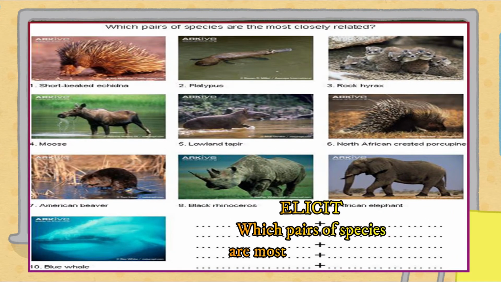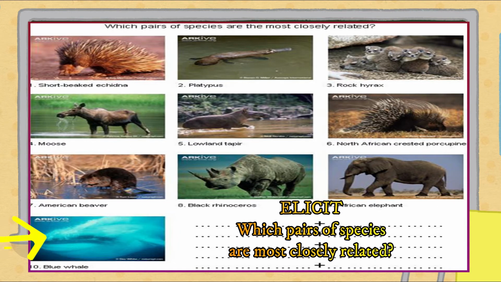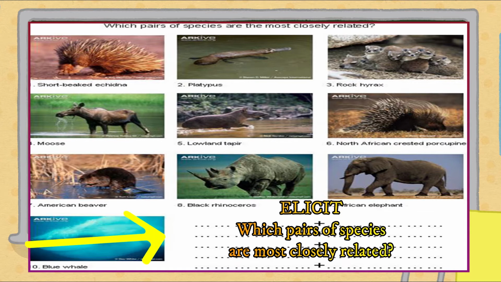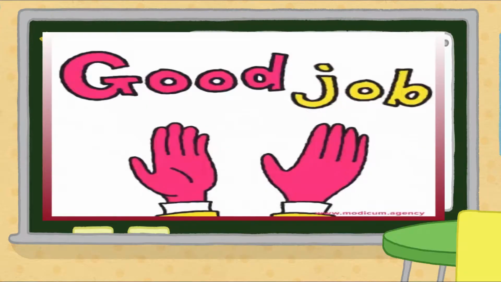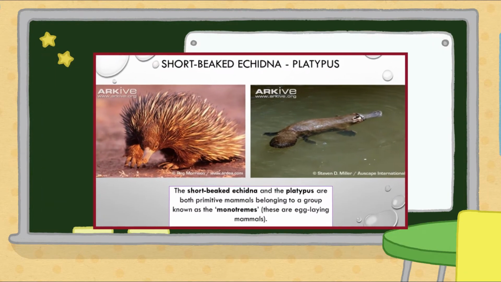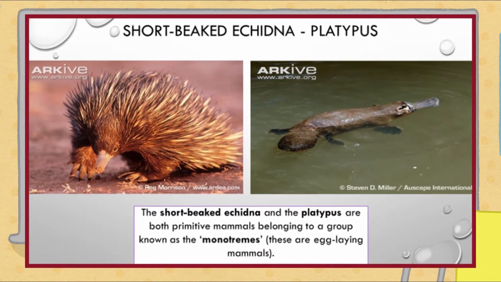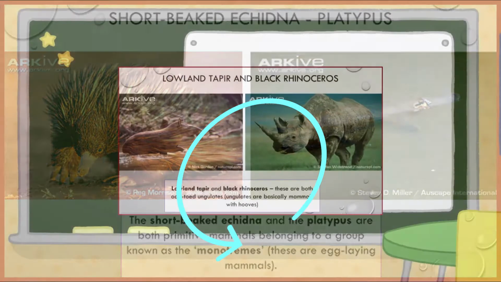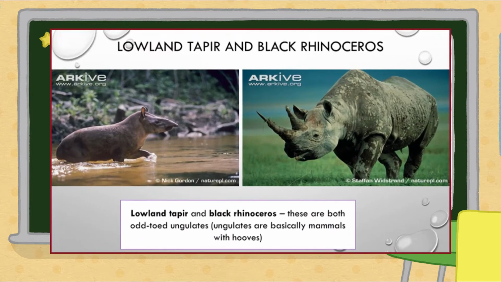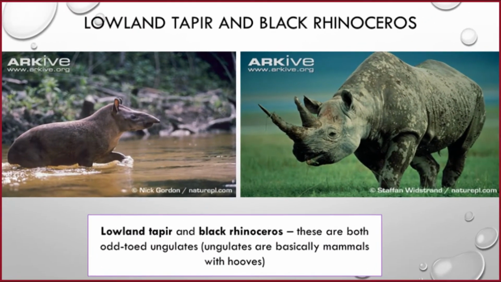Which pairs of species are most closely related? Did you guess it right? Okay, the first pair of species that are most closely related is the short-beaked echidna and the platypus. These are both egg-laying mammals. Second pair of species that are most closely related is the lowland tapir and the black rhinoceros. Both of these are odd-toed ungulates.